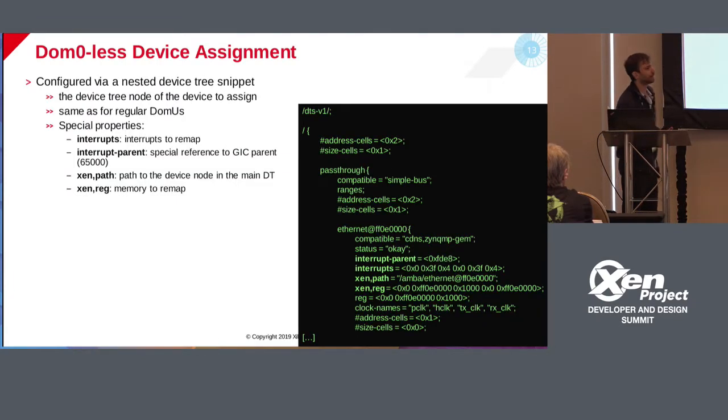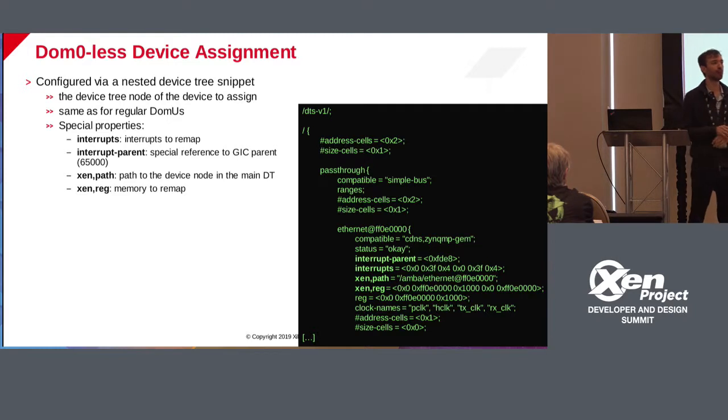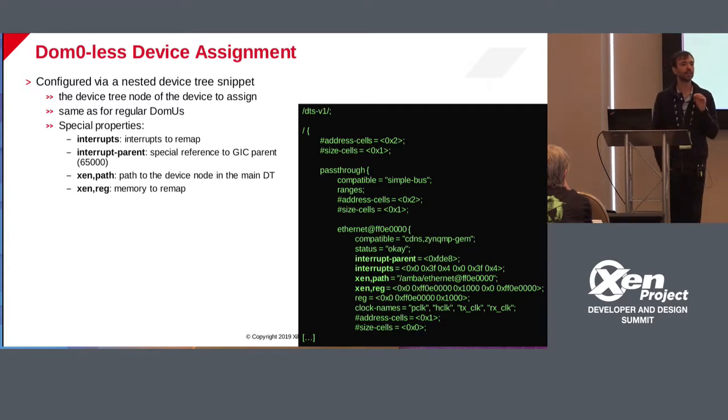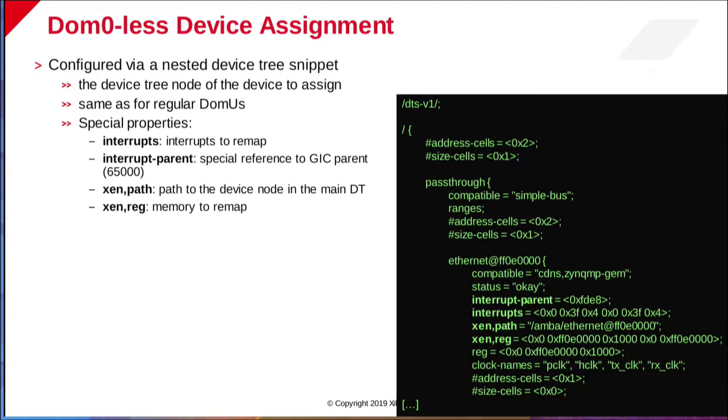What's the content of that basically nested device tree binary? The content is the information about the device you are assigning to the guest. Note that today we already use this little device tree snippet to do device assignment on ARM. So this is no different than doing regular device assignment with Xl on an ARM platform. So what's the difference? There are actually only two differences: the Xen path and the Xen regs attributes.